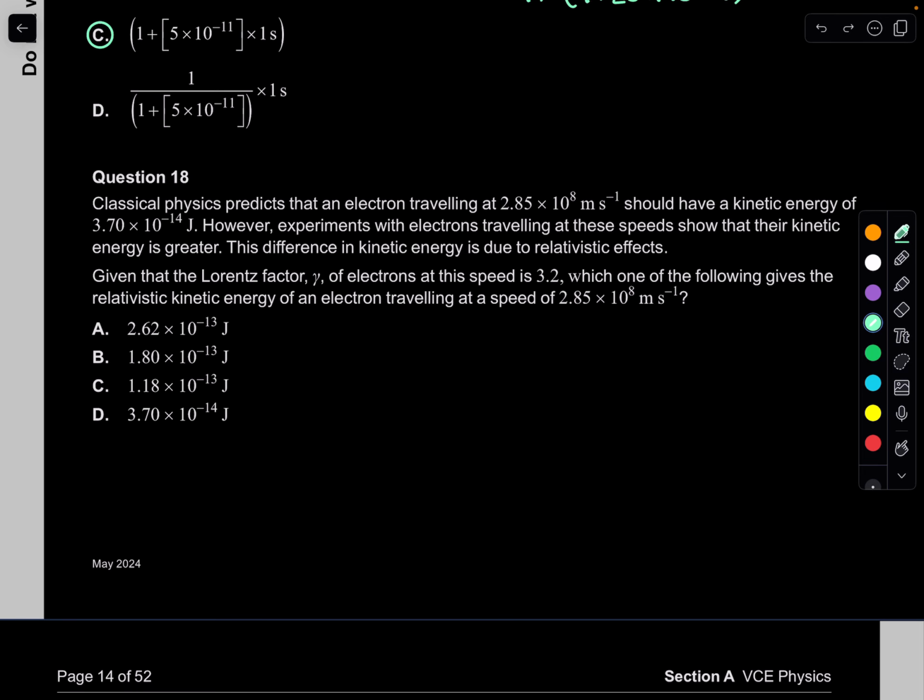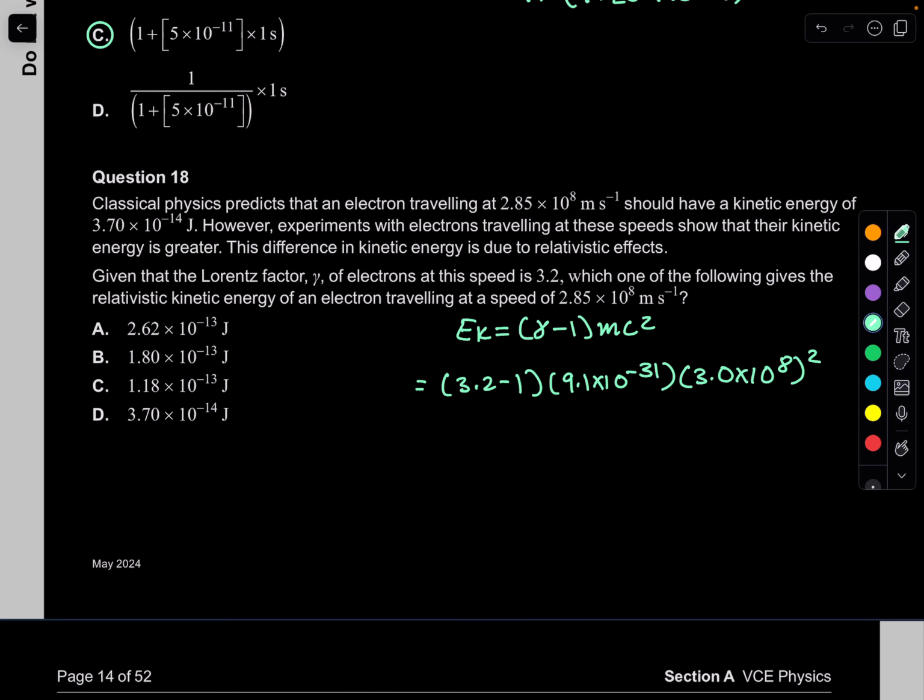So we know from your formula sheet that E_K, your relativistic kinetic energy, is (gamma minus 1) mc squared. So what does that mean? Our gamma is 3.2 minus 1. The mass of an electron is 9.1 times 10 to the negative 31 times the speed of light, squared.